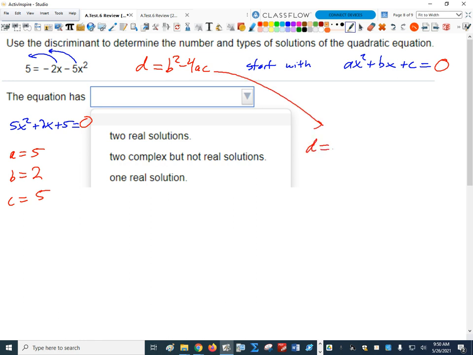So we're going to get our discriminant equals b squared, so that's 2 squared minus 4 times 5 times 5, right? It doesn't ask us for the value of the discriminant. We don't really need to know the number. We just need to know if it's positive or negative. Well, what's that going to be? 4 minus this big number. It's definitely going to be a negative number. And if the discriminant is negative, what does that tell us?